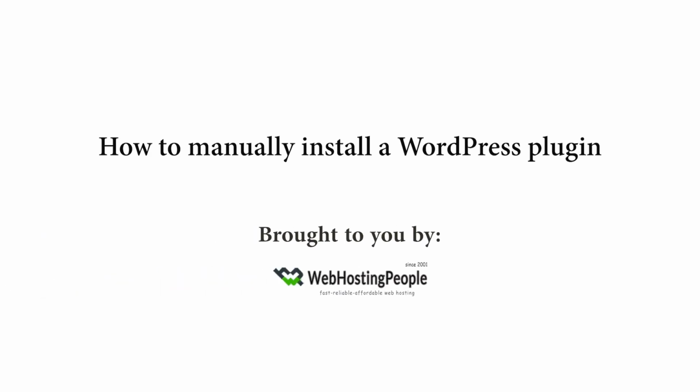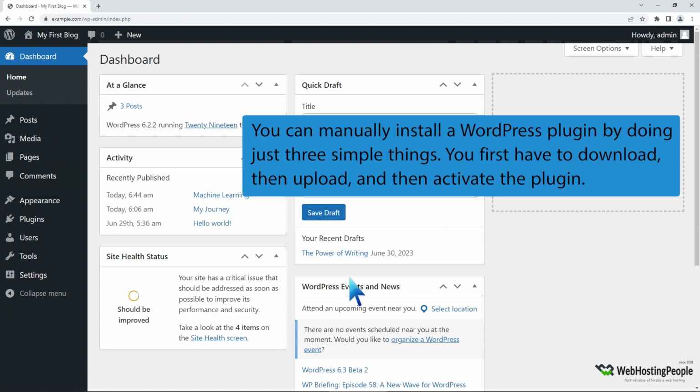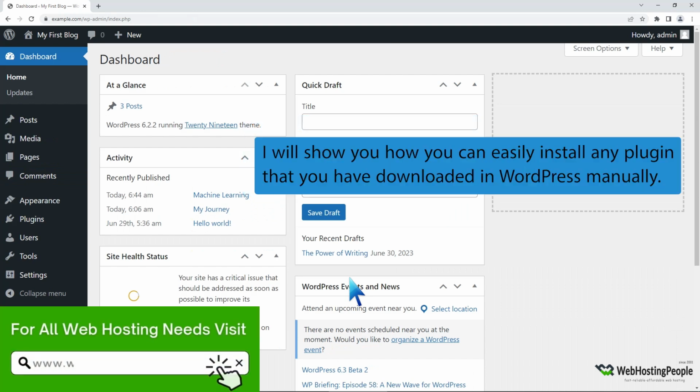How to manually install a WordPress plugin. You can manually install a WordPress plugin by doing just 3 simple things. You first have to download, then upload, and then activate the plugin. I will show you how you can easily install any plugin that you have downloaded in WordPress manually.